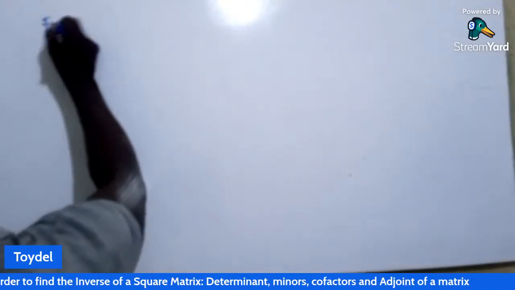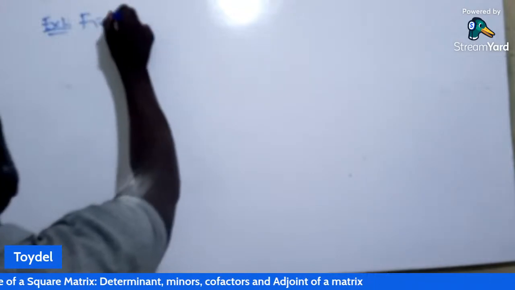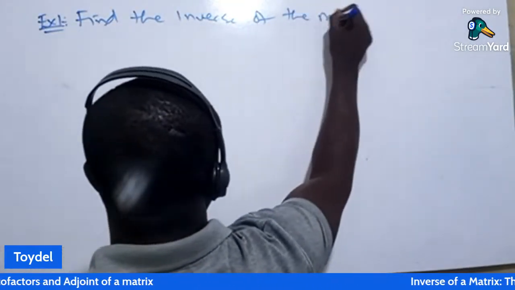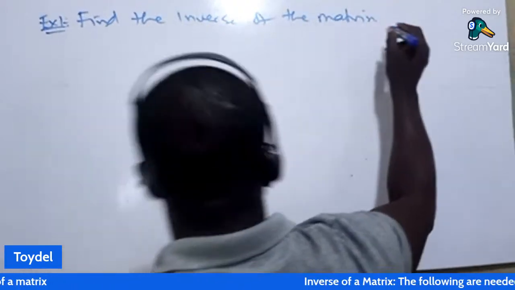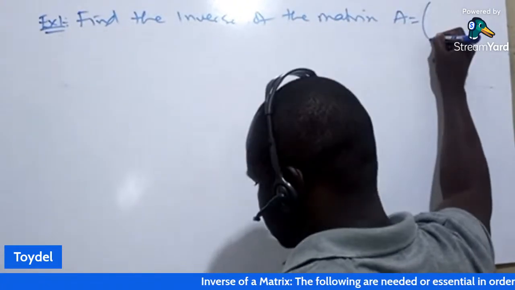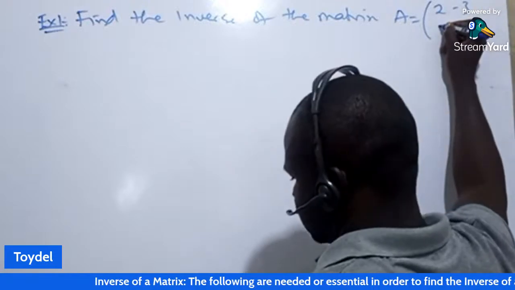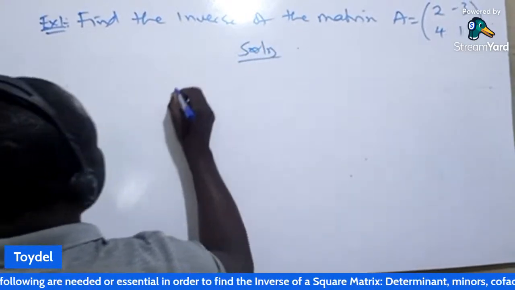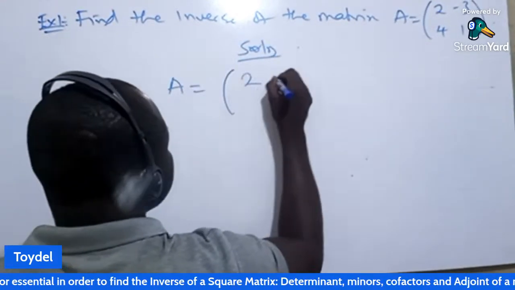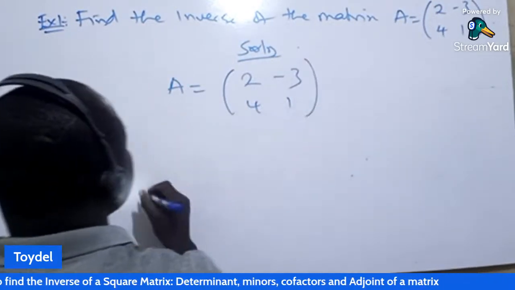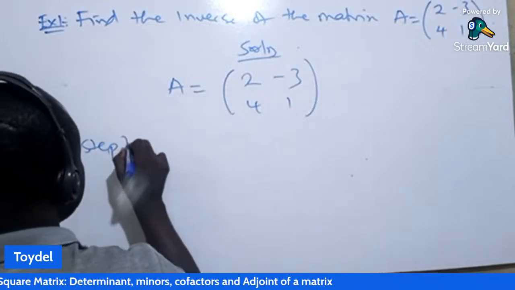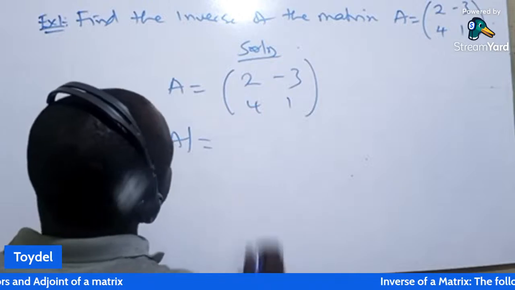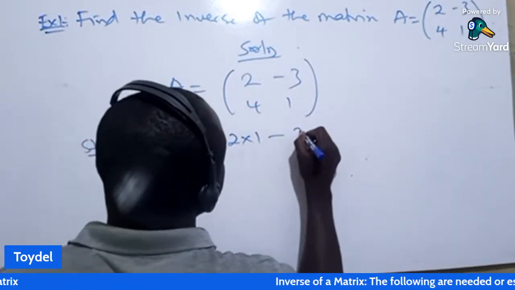Example 1. The question says, find the inverse of the matrix A equal to 2, minus 3, 4, 1. Solution. Matrix A is given as 2, minus 3, 4, and 1. The first thing, step one, is that we find the determinant of this matrix. In this case, the determinant of this matrix will be 2 times 1 minus minus 3 times 4.